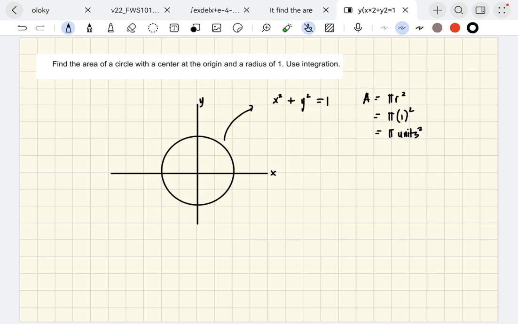Now let's try to prove that the area of this circle is pi units squared using integration. One area of application of integral calculus is to find the areas between curves or areas bounded by curves. So for this case, we have a circle and we're trying to find the area that it encloses. So let's try to dissect the problem and see how we can represent it as an integral.